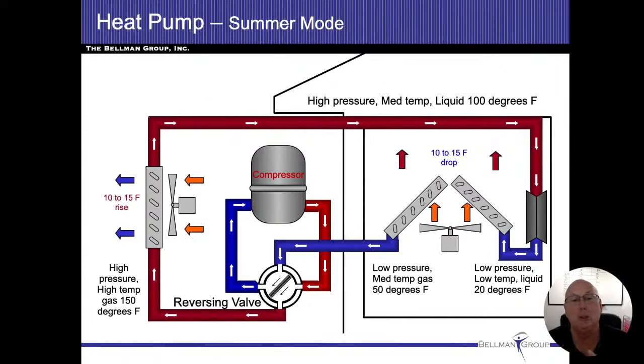And again, the only thing that's changed on here is that reversing valve and where it sends that high temperature, high pressure gas. If we send it to the inside, we're going to discharge heat to the inside. If we send it to the outside, we're going to discharge heat to the outside. And wherever we're discharging our heat, we're absorbing heat from the opposite end. A heat pump works in both directions. Obviously, it can't do that at the same time. It's one or the other. All right. But a heat pump, as it differentiates from an air conditioning system, is strictly because of that reversing valve that exists there.